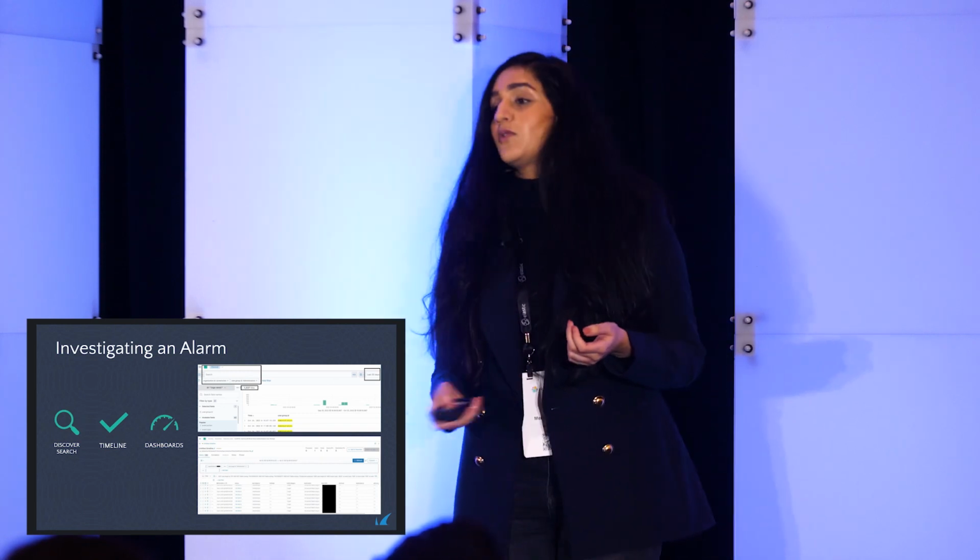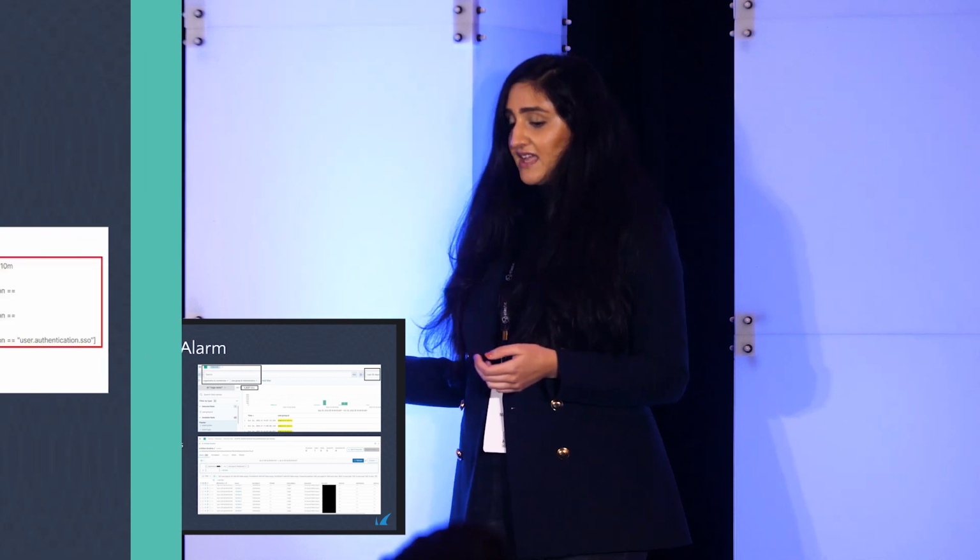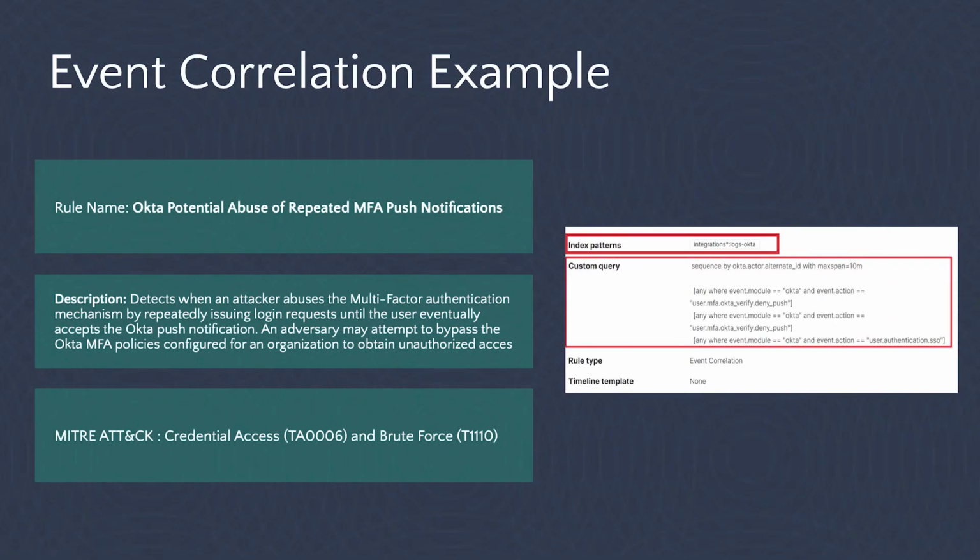So I'm going to be going over all the different use cases that we currently have. To give you an example of the event correlation use case, this rule name is Okta, potential abuse of repeated MFA. What this detects is when a threat actor abuses MFA by repeatedly sending multiple MFA requests. This is important because of, for example, the recent Uber attack, where the threat actor sent multiple MFA requests and the user eventually accepted because of fatigue.